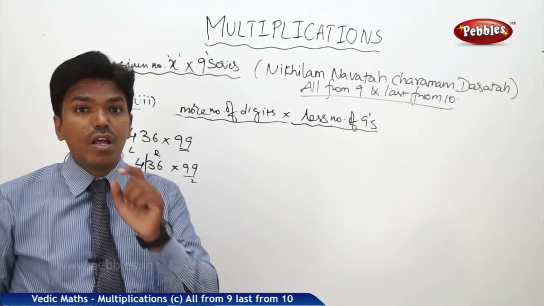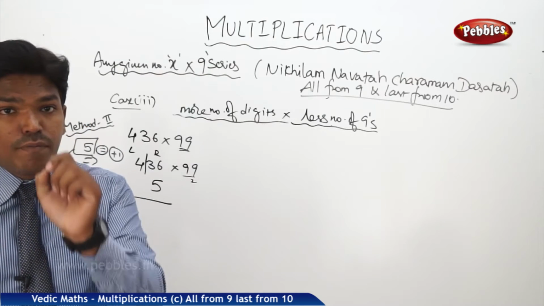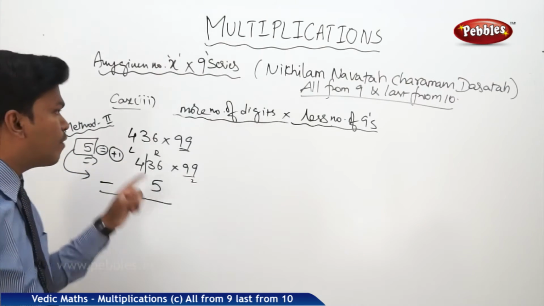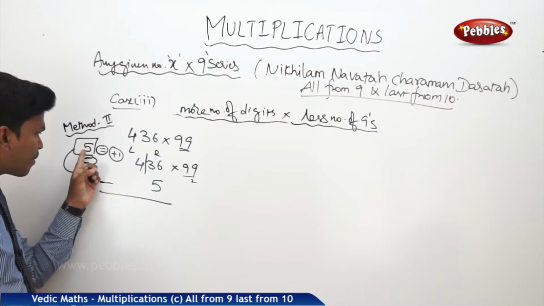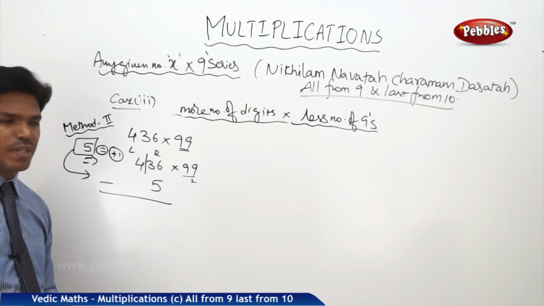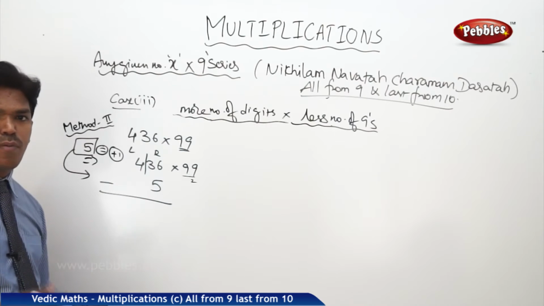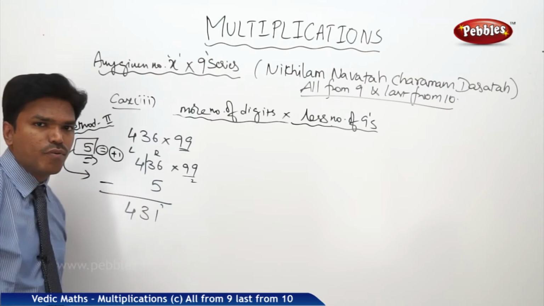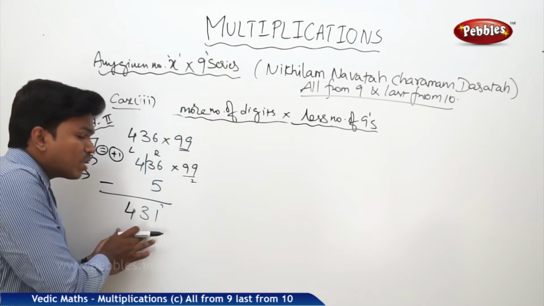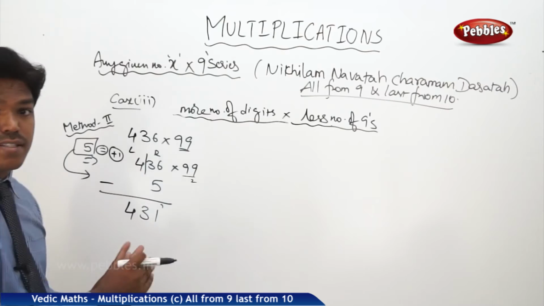Which 5? The 5 which you got after adding 1 to the left side part of the number. So 4 plus 1 is 5. Subtract this 5 from the total number. 436 minus 5, how much will you get? 431. Yes or no? Now this 431 is the left side part of the answer.